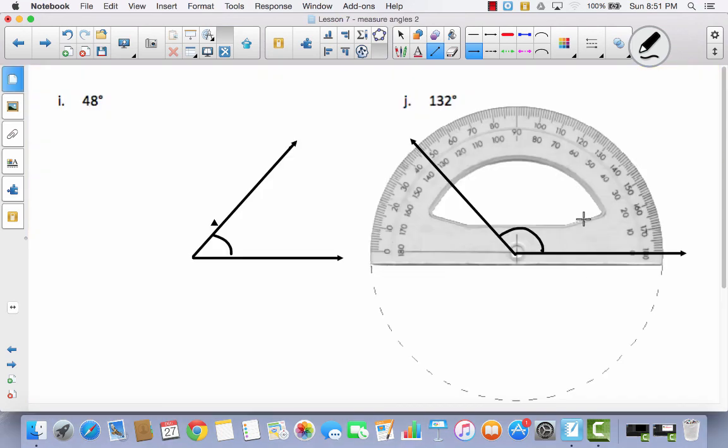Okay, so we used our protractor to measure and to draw angles. Remember that using a protractor takes a lot of practice, so if you're still not perfect at it, don't be too hard on yourself. You just keep at it until you finally get it right.